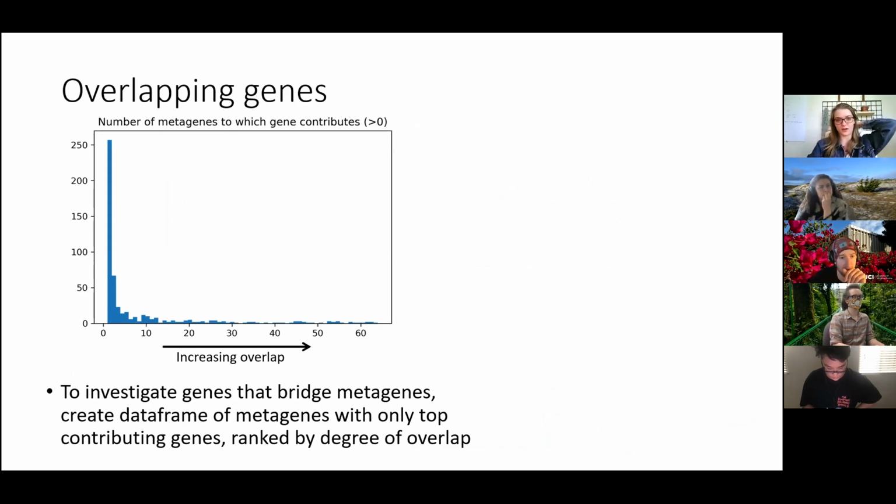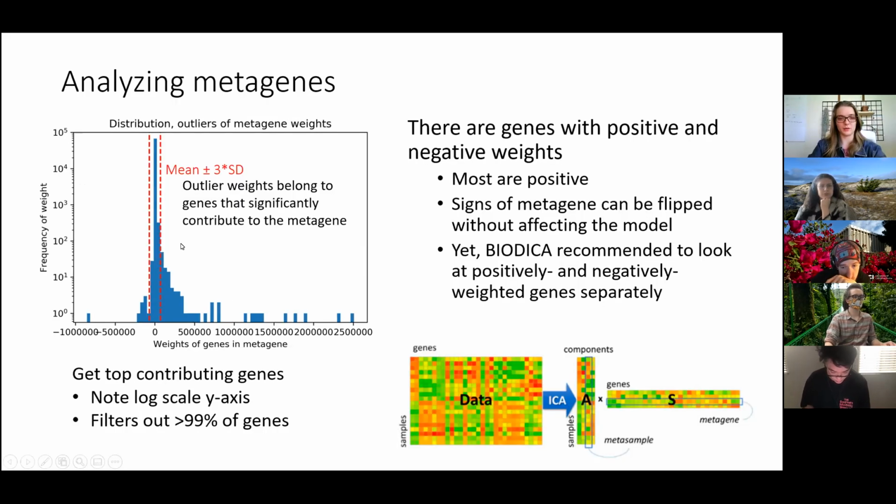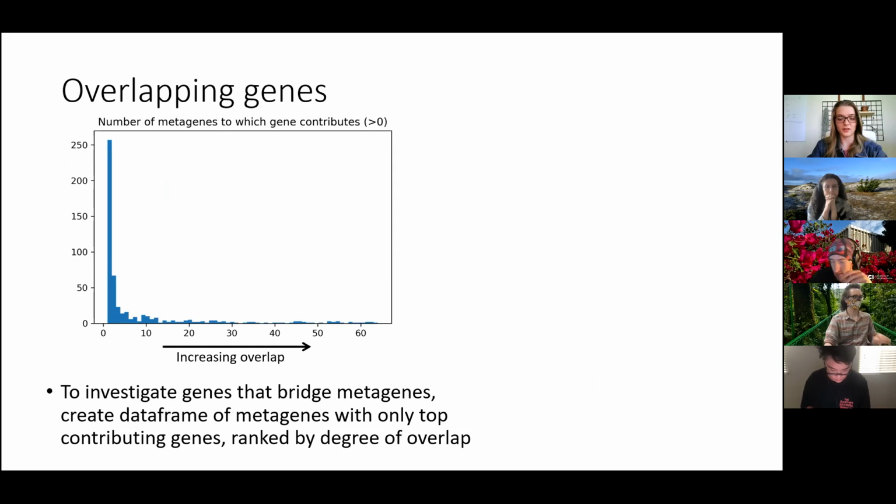Looking now at overlapping genes. As we move forward, we're basically going to assume that we have filtered out these genes within this interval. So now we're only looking at genes that are outliers in each metagene. So we're just looking at the top contributing genes now.